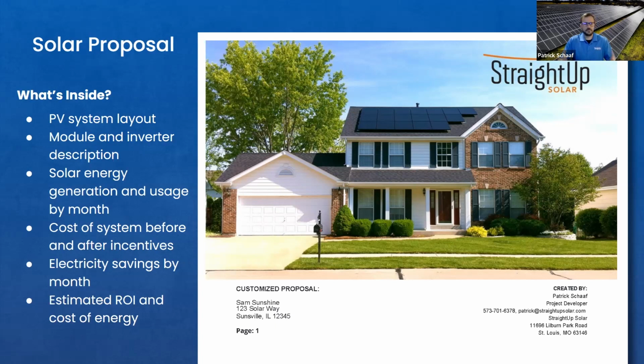So what do we have? We have a PV system layout, in other words, the organization of the panels on the roof, or the modules on the roof, the module and inverter descriptions, solar energy generation and usage by month. We'll look at some graphs and some numbers there. Cost of the system before and then after the incentives, so the net cost will be there as well. Electrical bill savings by the month, and the estimated return on investment and the cost of the energy.